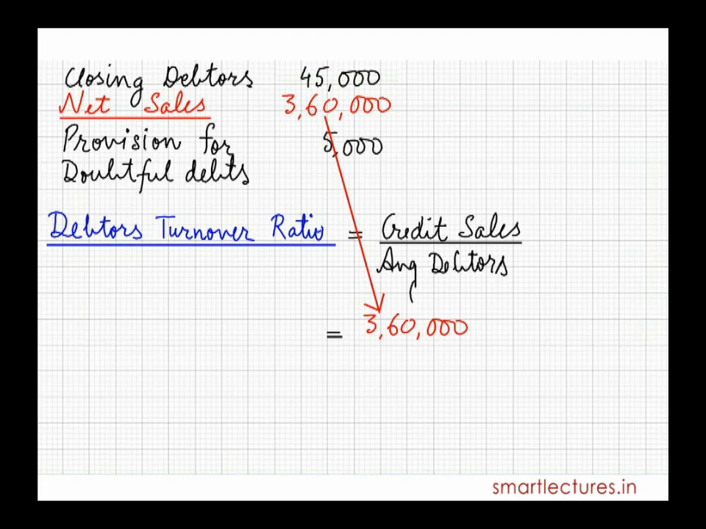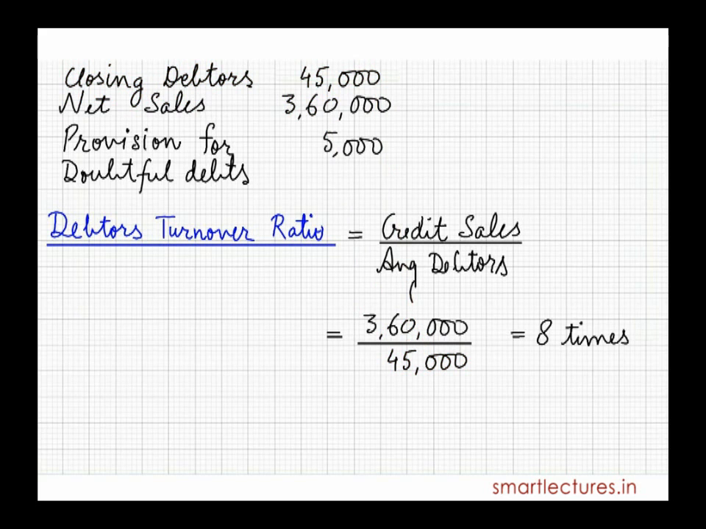But as per information, they have given only closing debtors. So we have no choice. We will have to take closing debtors as our average debtors. I mean to say 45,000. So debtors turnover ratio will be 3,60,000 upon 45,000. It means 8 times. So debtors turnover ratio in this question is 8 times.